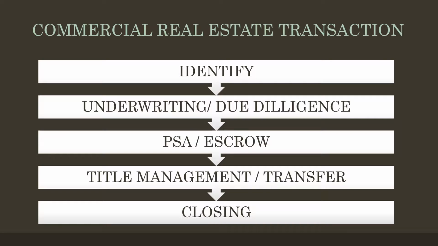Commercial real estate transactions are complex, costly, and lengthy. While no two transactions are the same, each follows a basic 5-step process. Identify the asset, underwriting and due diligence, purchase and sale agreement and escrow, title management and transfer, and finally, closing and finalizing the settlement statement. We're going to look at each step in the process, discuss the problems with each step, and ways blockchain can alleviate the issues.